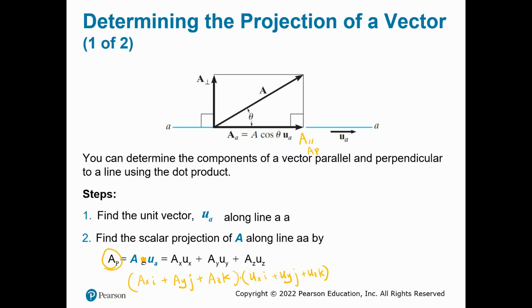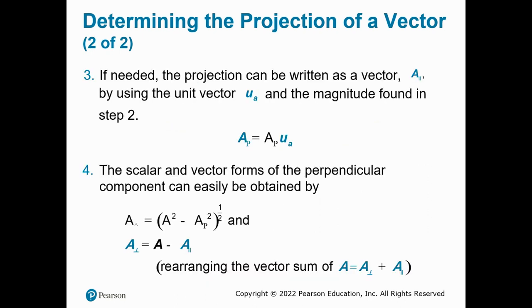Okay, so it's a dot product in between them, and then you can put them together, just like I derived before. The dot product of IJK with each other will be 0. The dot product of IJK with itself is always 1. So when we're doing the distribution, you will only see the x's together, AX UX, AY UY, and then AZ UZ. If needed, the projection can be written as a vector, A parallel, by using the unit vector UA and the magnitude found in the previous step. Either AP or A parallel with two lines, they both mean A parallel.